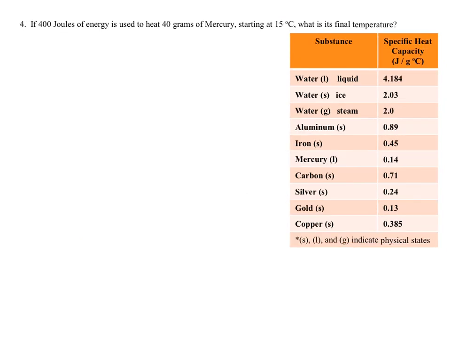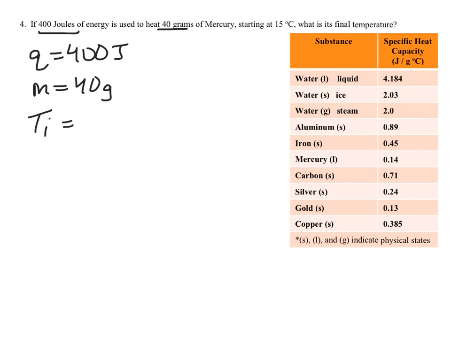All right, last example problem for your homework, and then we'll set you free here. If I have 400 joules of energy, remember energy or heat is Q in thermochem. So that's 400 joules of energy. You're heating 40 grams of mercury. 40 grams is a mass. That's why it's important to know your units. Oh, grams, mass, perfect. You have a starting temperature of 15 degrees Celsius. We want to know what the final temperature will be.